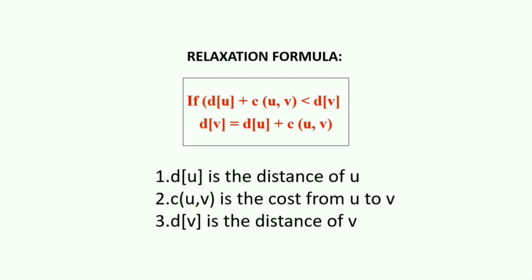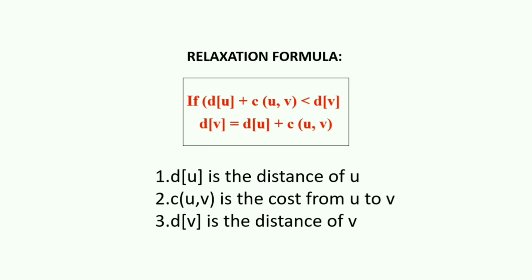For the solution, we are using the relaxation formula where du is the distance of u, cuv is the cost from u to v, and dv is the distance of v. The condition for this relaxation formula is that the total of the current distance of u and the cost from u to v must be less than the current distance of v so that we can perform relaxation to the connected vertex.